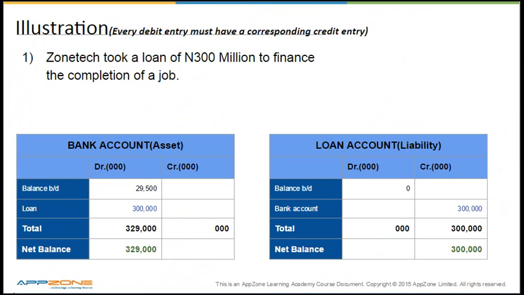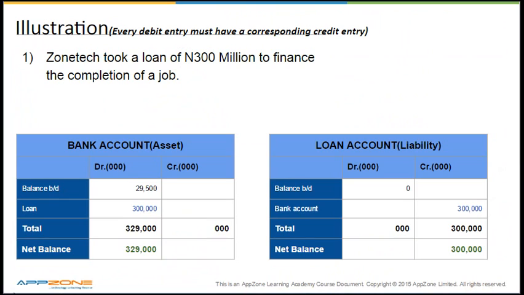Our bank account will be debited to the tune of the loan received, and the corresponding leg for this particular transaction will be the credit that goes to the giver of this 300 million, which is the loan account. The loan account in this scenario represents the bank that is giving the loan. So we have 300 million credited to the giver, which is the bank, represented by the loan account, and 300 million received into our bank account.